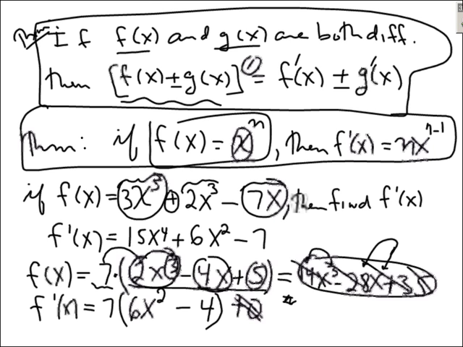Okay, let's look at some more. So remember, other than constants, we only know how to take the derivative of x to a number, or a constant times x to a number. If it isn't a constant times x to a number, we don't know how to take the derivative.